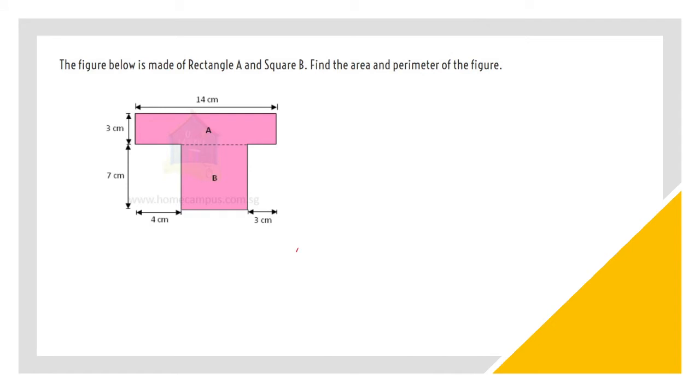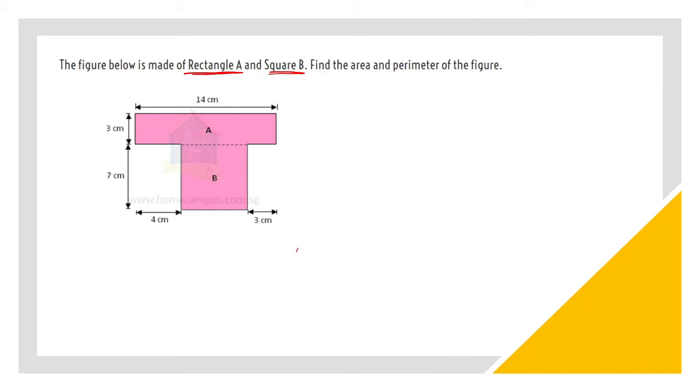This one is a combination of figure A and figure B, right? We have figure A, which is a rectangle, and figure B is a square, right? The question tells us to find the area and perimeter of this figure. So we have to find the area, and we also have to find the perimeter of the figure. Let's start with finding the area.